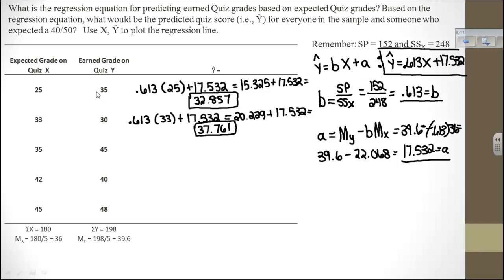All right. So the next one, if you do the calculations, and I encourage you to do them, go ahead and pause this video, try to figure out the last three predicted earned quiz grades based on expected quiz grades 35, 42, and 45. Okay, I'll give you the answers, and hopefully you got them right. 38.987, 43.278, and then 45.117.